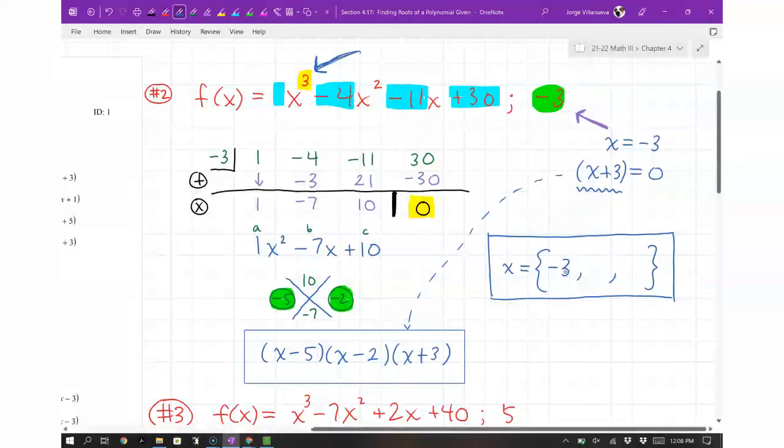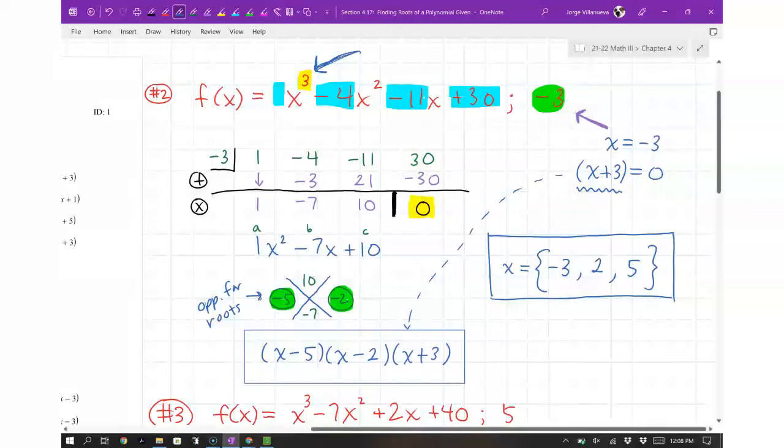To find them as solutions, just write the opposite sign. So it's going to be a +2 and a +5. So just do the opposite. I'm going to put right here: opposite for roots. Okay? So you're just going to want to write the opposite for the roots. So -3, 2, and 5.